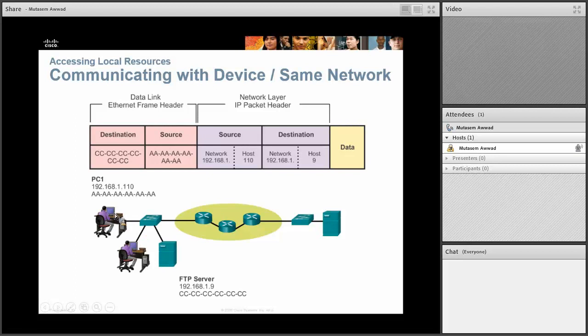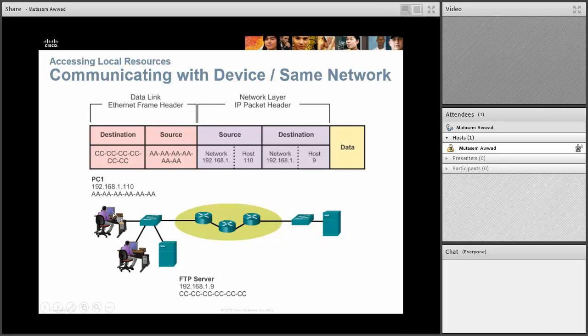So your computer goes to the DNS server, gets the IP address of the FTP server, gives it to you, so you put it on your packet. It's the DNS server that helps you get the destination IP address. And then your computer has its own IP address, the source IP address, and it usually gets that from the DHCP server. So you place those two on the packet.